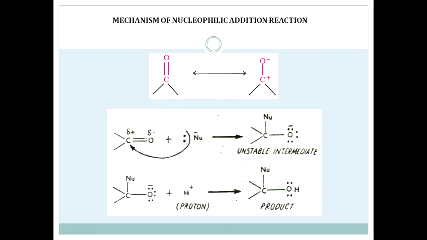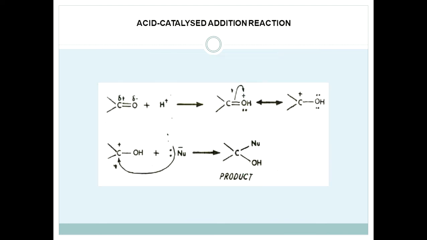So let us know acid catalyzed nucleophilic addition reaction first. In acid catalyzed nucleophilic addition reaction, the proton released by the acid combines with the carbonyl oxygen and attenuates the electron deficiency of carbon atom. In this way, the positivity of the carbonyl carbon atom is increased and the attack of the nucleophile is enhanced.